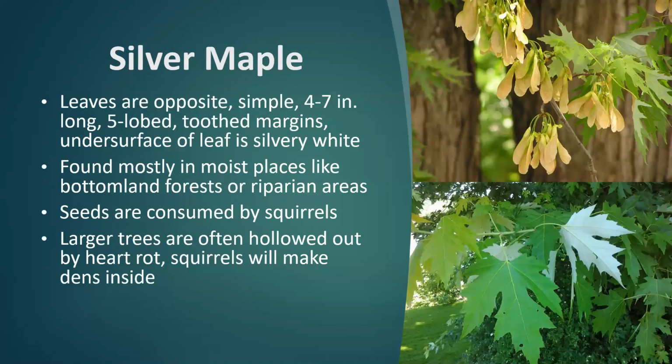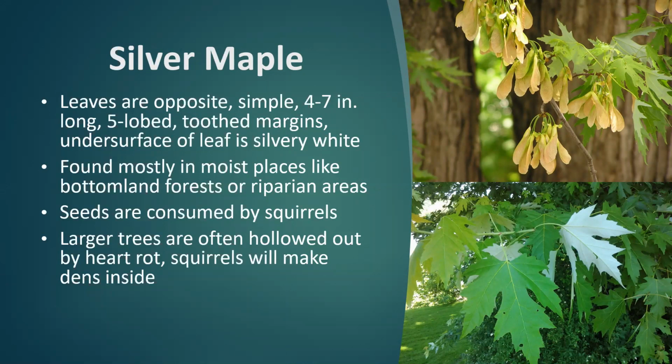Up next is the silver maple. And the silver maple gets its name again from the leaf. If you look at the underside of a silver maple, you see this really bright white silvery color. That is very characteristic of a silver maple. There is one other maple species that was introduced in Illinois, but isn't very common, that you might see, but typically it's going to be a silver maple. Again, it's going to be opposite. It's going to have simple leaves, so it's not pinnately compound, and they're going to be about 4 to 7 inches long, with five major lobes.